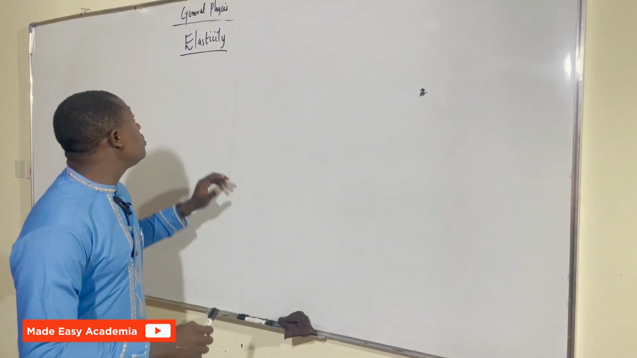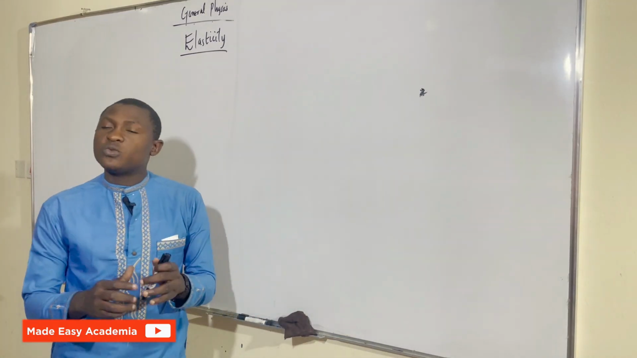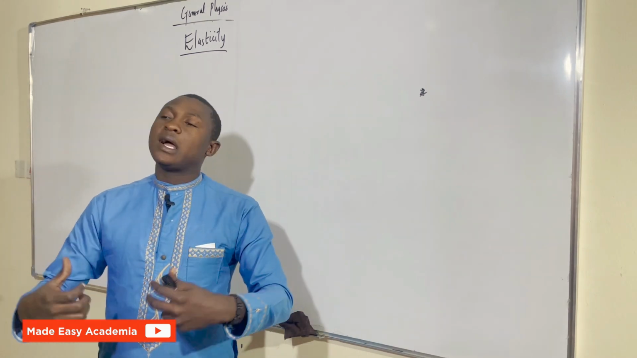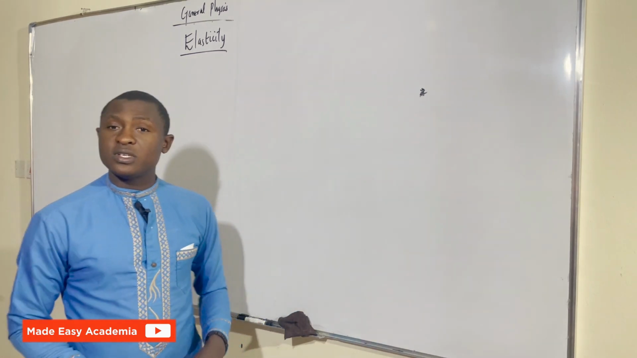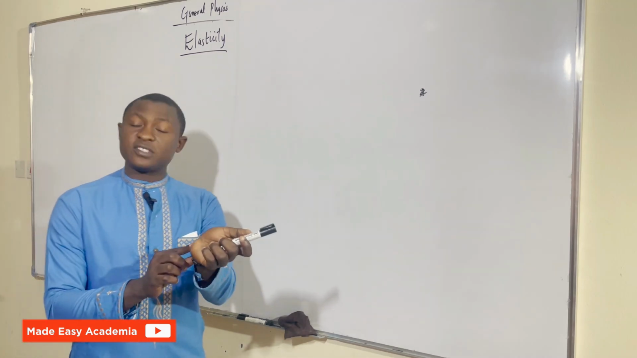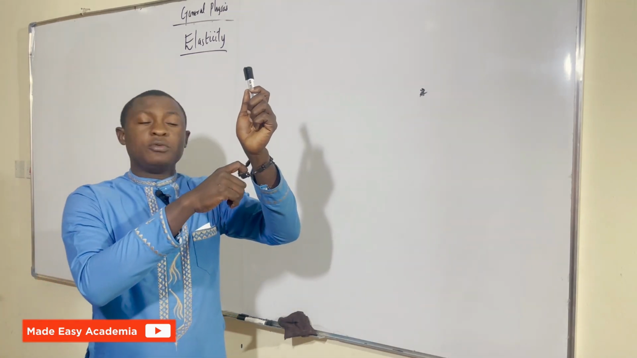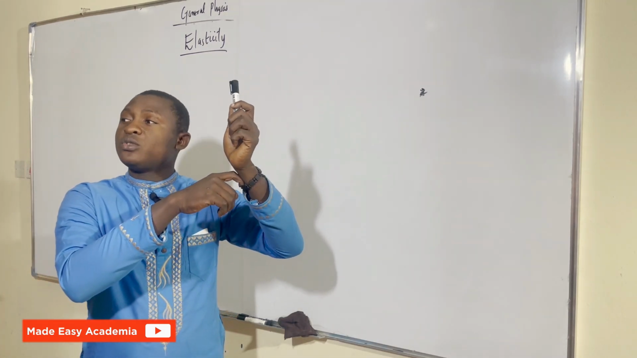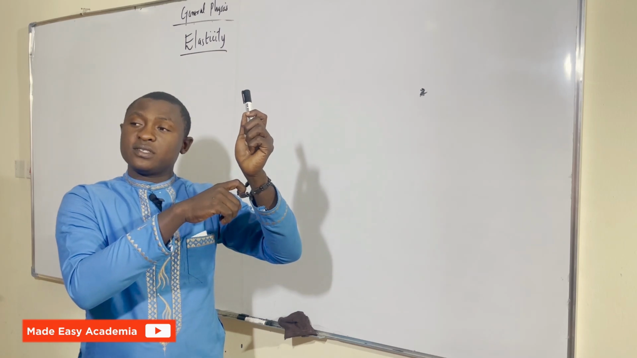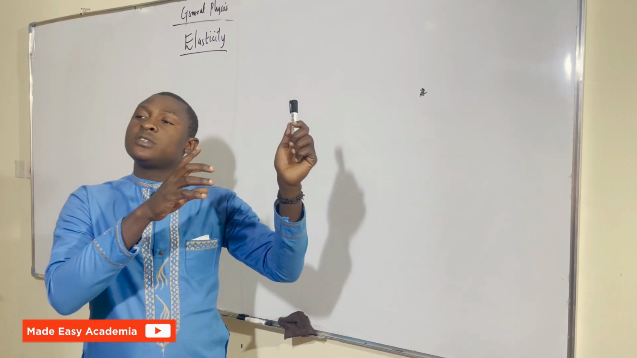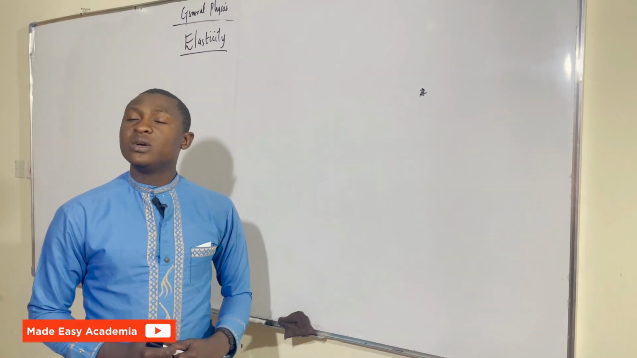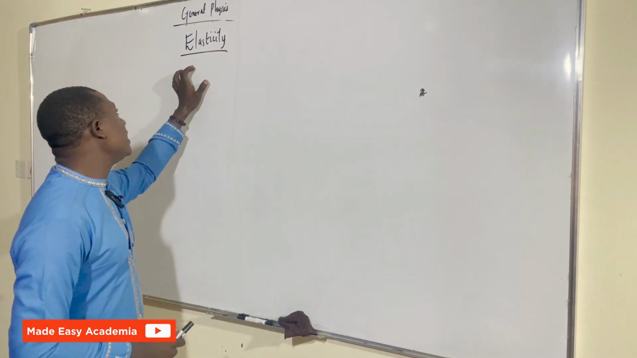And here we have some elastic materials. Elasticity is when an object is compressed or stretched and is able to go back to its original position. For example, if you look at this one, the moment I expand it, what did I use to expand it? I apply a force, right? So the moment I release the force, the object will go back to its original position. That is what we call elasticity.